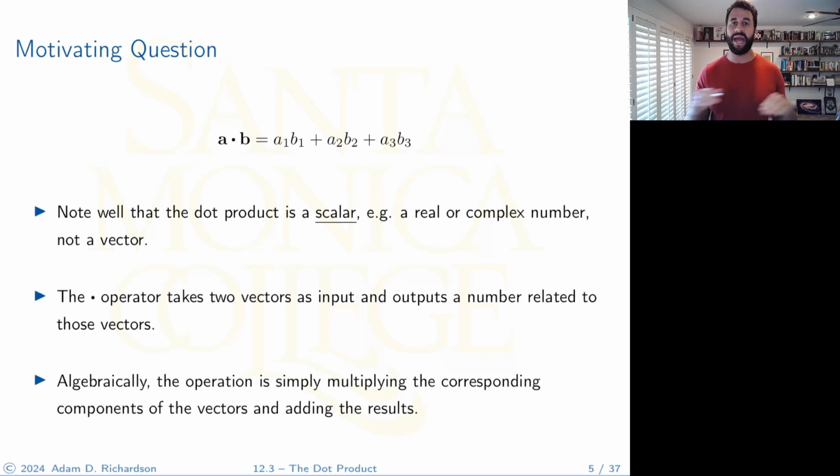Notice that when we added two vectors, we got a vector back out, right? When we subtracted two vectors, we got a vector back out. When we scaled a vector, we got a vector back out. Here, that's not what's happening. We are taking two vectors, we are operating on them in this way, and the result is a scalar number, a real number. So the dot product takes two vectors as input, and it outputs a number related to those vectors.